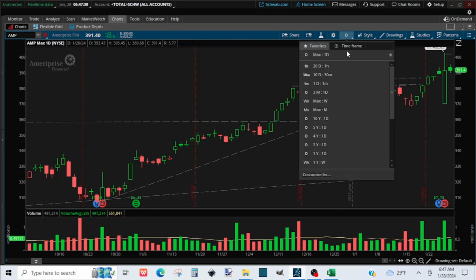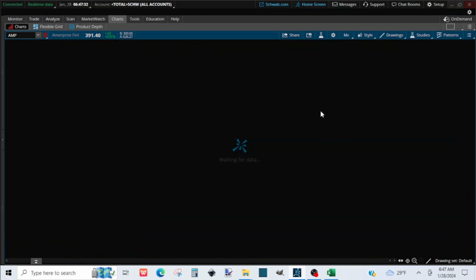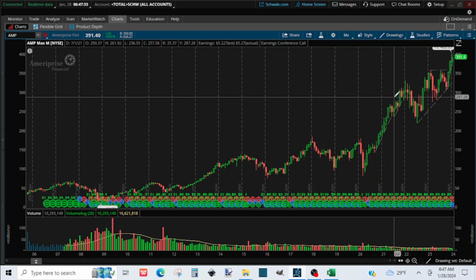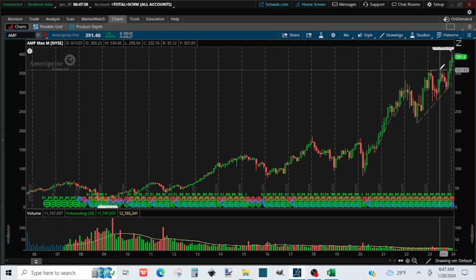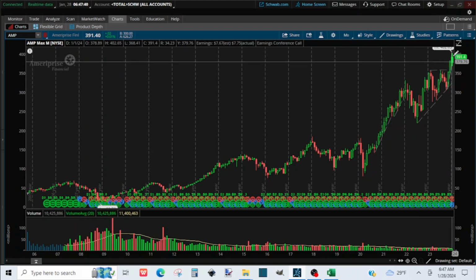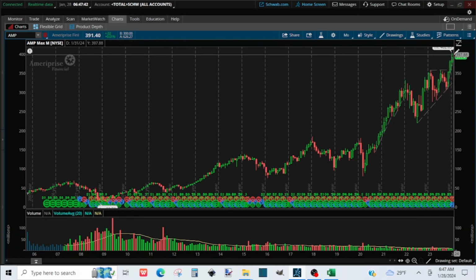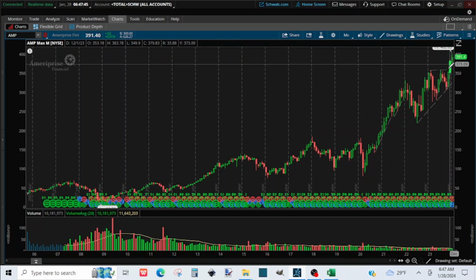But we can go back in the past to see the stock. So it is in an uptrend. You can see that there is no mountain behind it that it has not overcome yet. It overcame all of them.